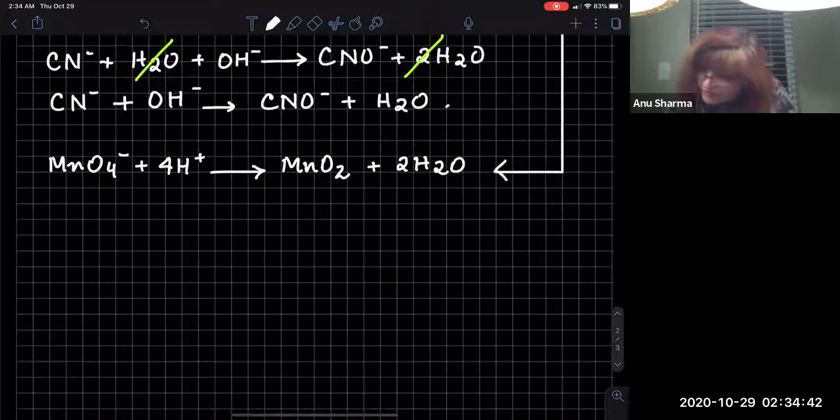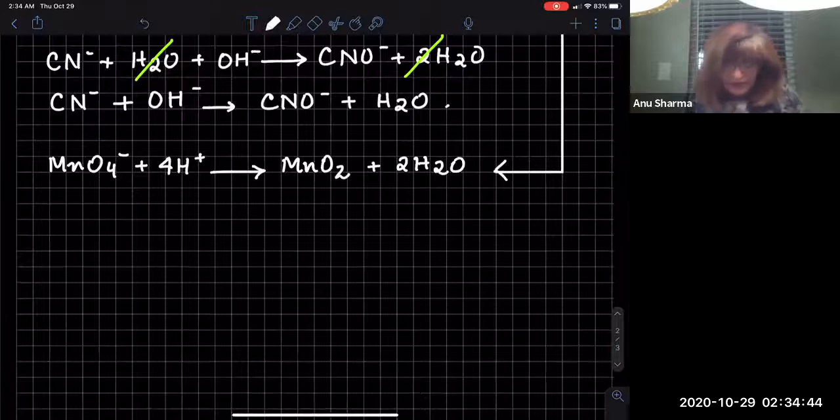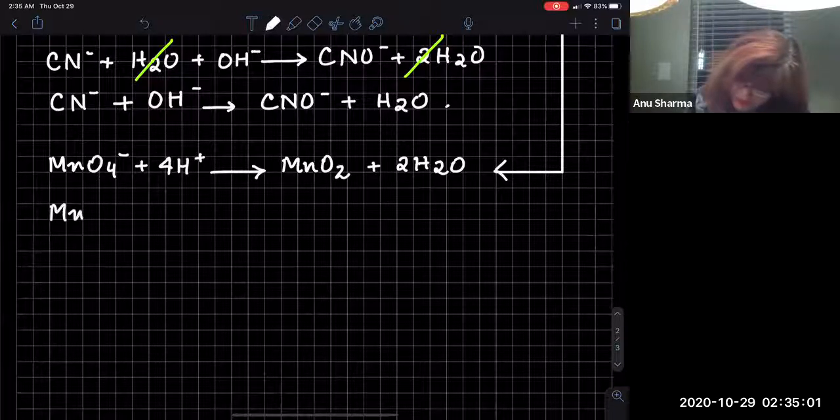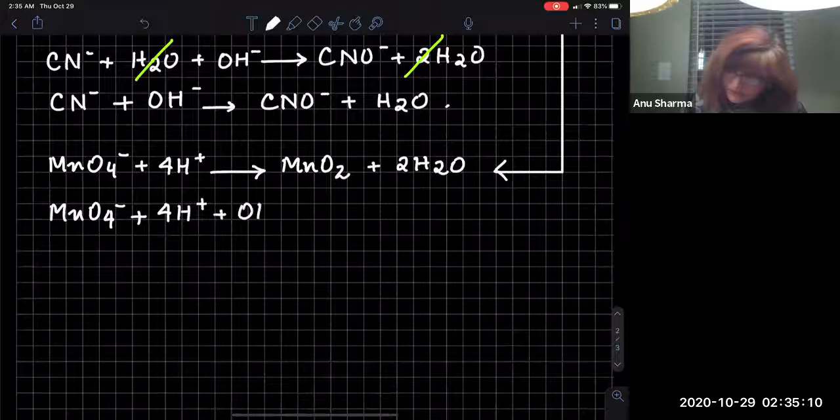All right, so here is that thing copied here. Now we have MnO4⁻, permanganate, with 4 hydrogen ions giving you MnO2, manganese dioxide, and 2 H2O. So we are going to now add the OH⁻ to this also. As many OH⁻ as hydrogen ions. Here we have 4 hydrogen ions, so we are going to be adding 4 OH⁻ ions.